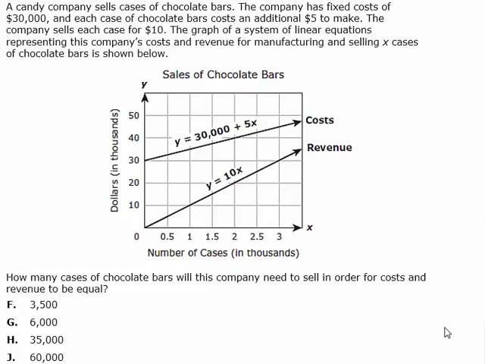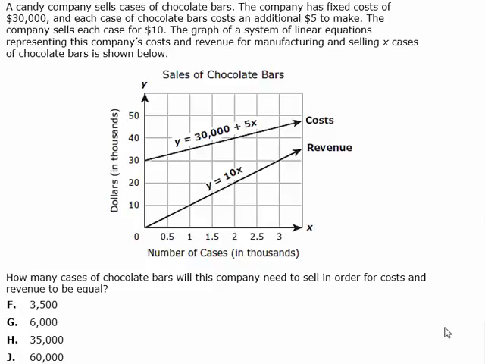So the first thing I would do when presented with a long word problem would be to read the problem at least once to try to figure out what it's asking me to do. So, a candy company sells cases of chocolate bars. The company has fixed costs of $30,000, and each case of chocolate bars costs an additional $5 to make. The company sells each case for $10. The graph of the system of linear equations representing this company's cost and revenue for manufacturing and selling X cases of chocolate bars is shown below.